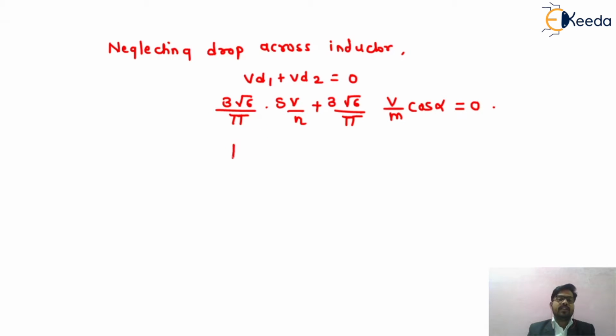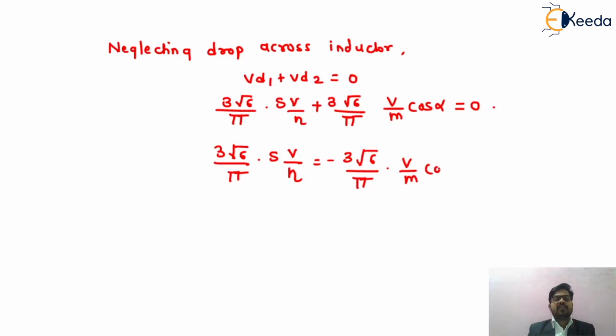Now friends, we are equating this term. So we are getting 3 into root 6 by pi into S into V by N is equal to minus. We can convert this term. So we get minus 3 root 6 by pi V by M cos alpha. So friends, in that particular equation we can cancel out this term, this term, this term, and the only terms remaining are S, N, and M cos alpha. So we are getting one important equation in concern with your slip, that is minus N by M into cos alpha.